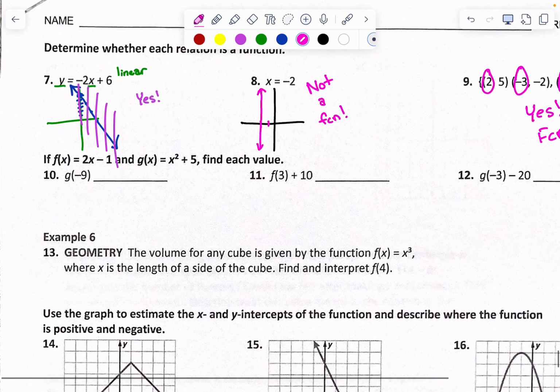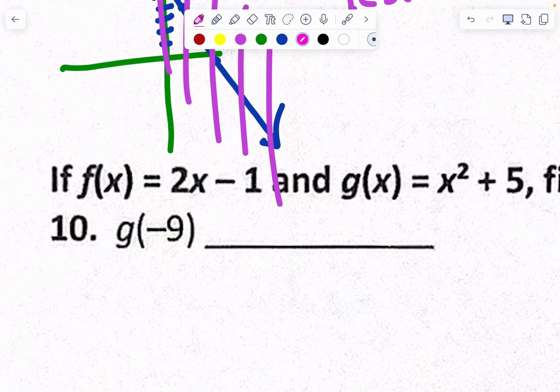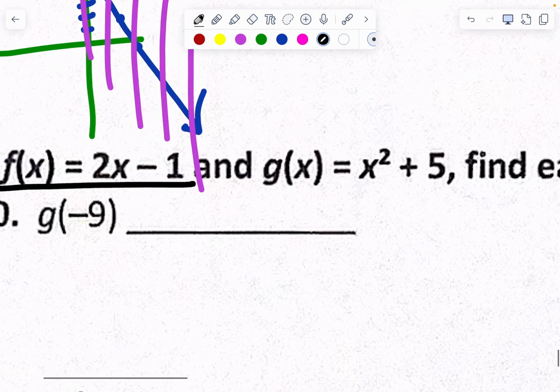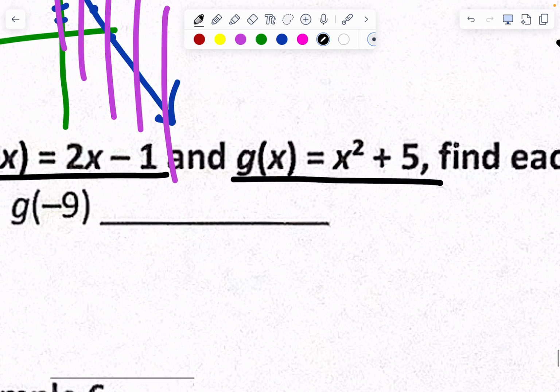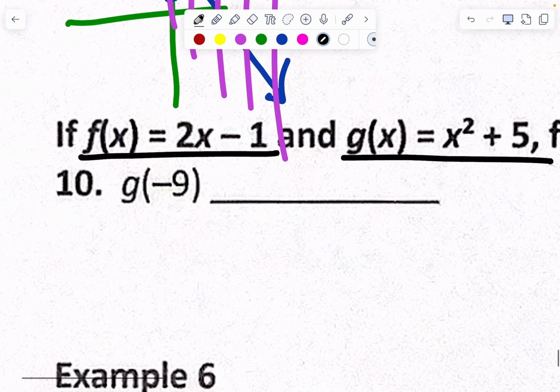Yes. Okay, now they have 2 functions, and this is in function notation. So they have f of x equals 2x minus 1. That's a linear function. G of x is x squared plus 5. That's going to be a parabola. We don't have to graph them. We just have to do what on 10? Solve, by plugging it in.